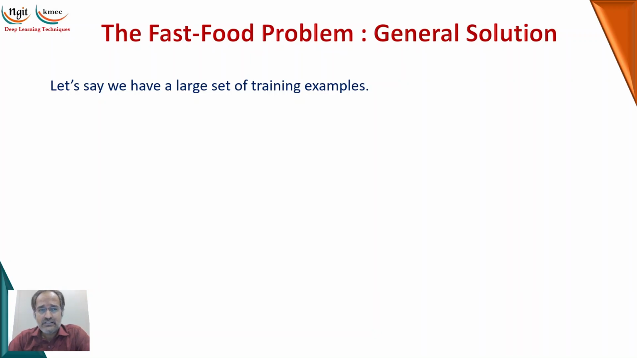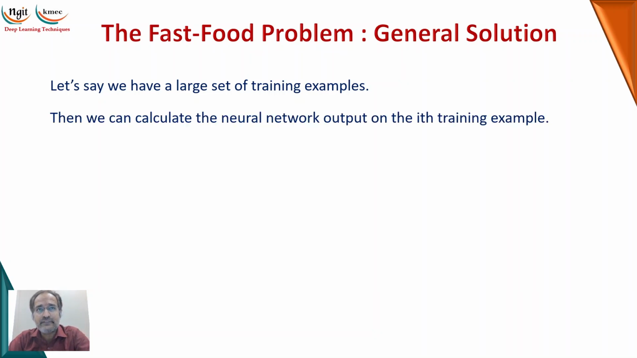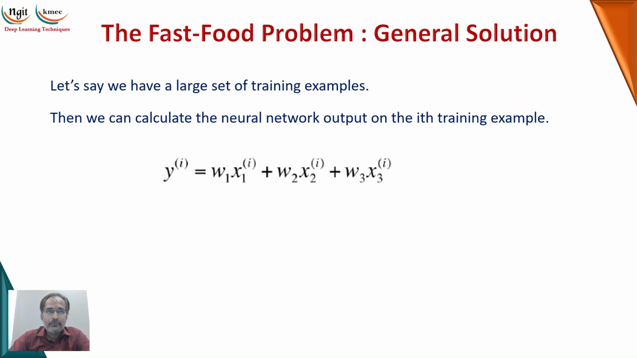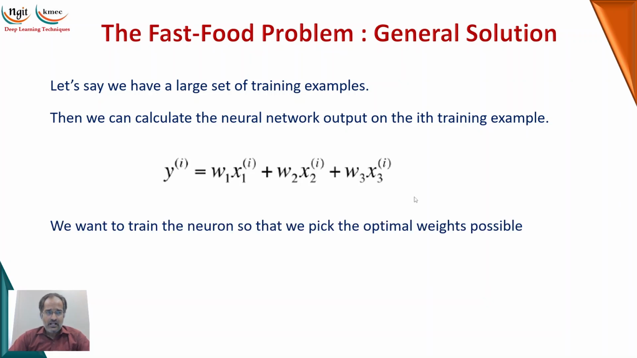Now let us say we have a large set of training examples. For that, we have to calculate the neural network output for each training example. Let us take one single example, that is one record. So y_i equals w1 x1_i plus w2 x2_i plus w3 x3_i, where i represents the record number. Now we want to train the neuron to estimate the values of W1, W2, W3.